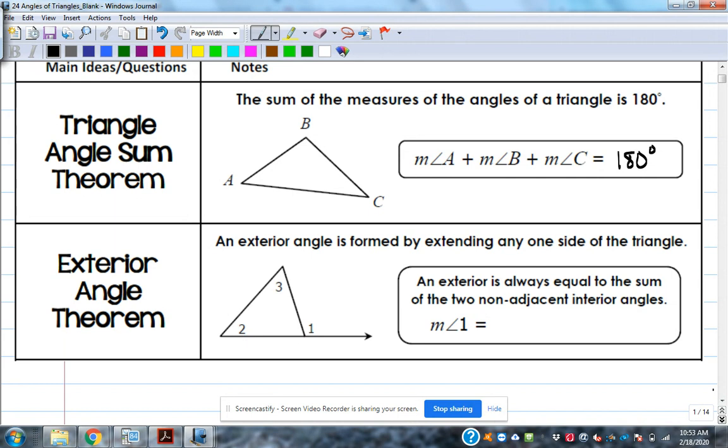Exterior angle theorem. You may or may not have seen this before. I hope you have. It's not very difficult. The exterior angle theorem just says that the exterior angle on a triangle is the sum of the 2 remote interior angles, or non-adjacent interior angles. Another way to say it. So non-adjacent means not touching that angle. So we go to the outside angle. So angle 1 is the sum of the measure of angle 2 and the measure of angle 3.